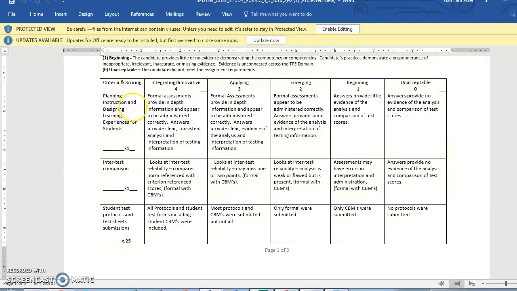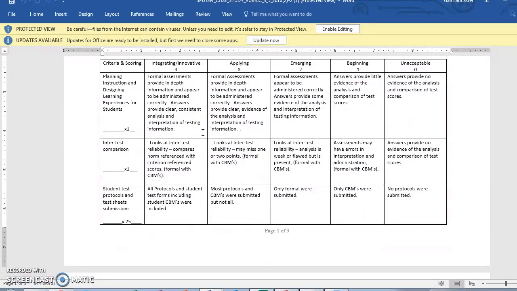Planning instruction and designing learning experiences for students. Let's take a look at what it takes to get a 4 for this. They have to be in-depth information and appear to be administered correctly. This is why I asked for the protocols. That means the sheets that you scored, each test sheet you scored, I need you to either photograph it or scan it because I sometimes find errors in those and I give you a chance to fix those errors rather than grade you down. I also need to know that it was something that was done fairly recently.